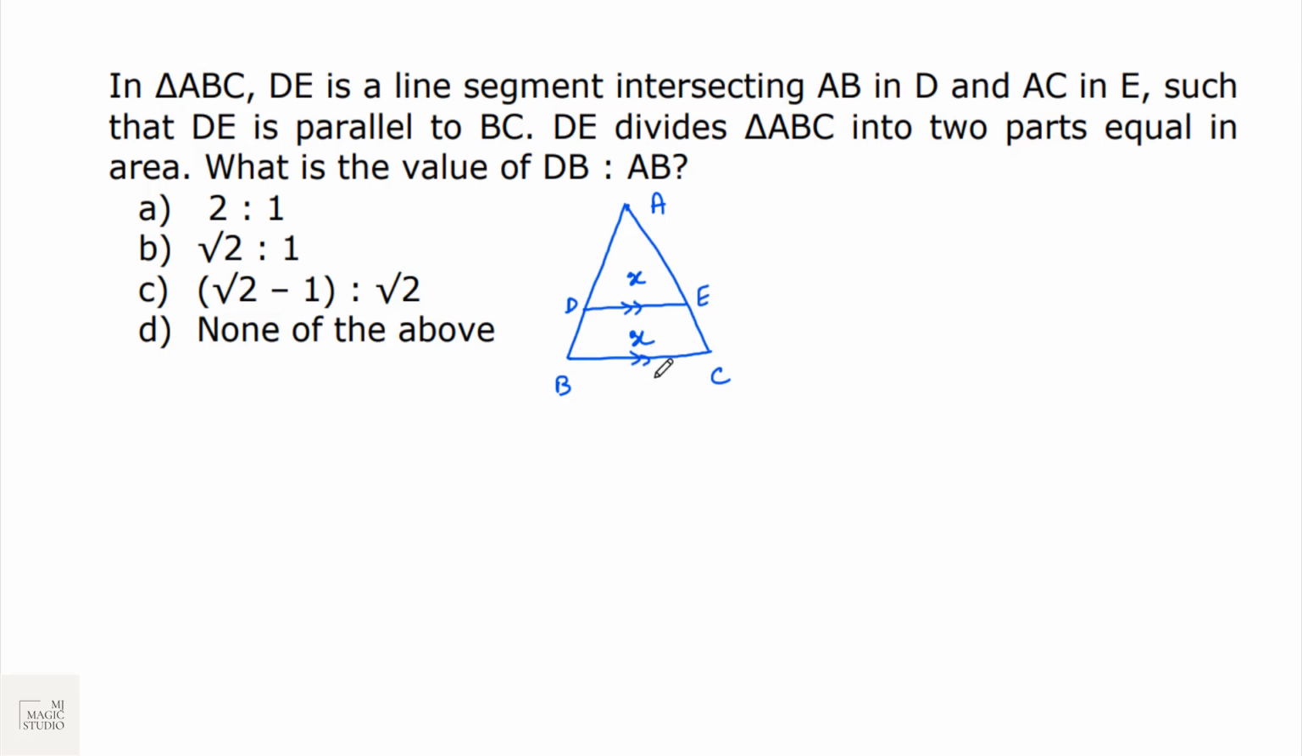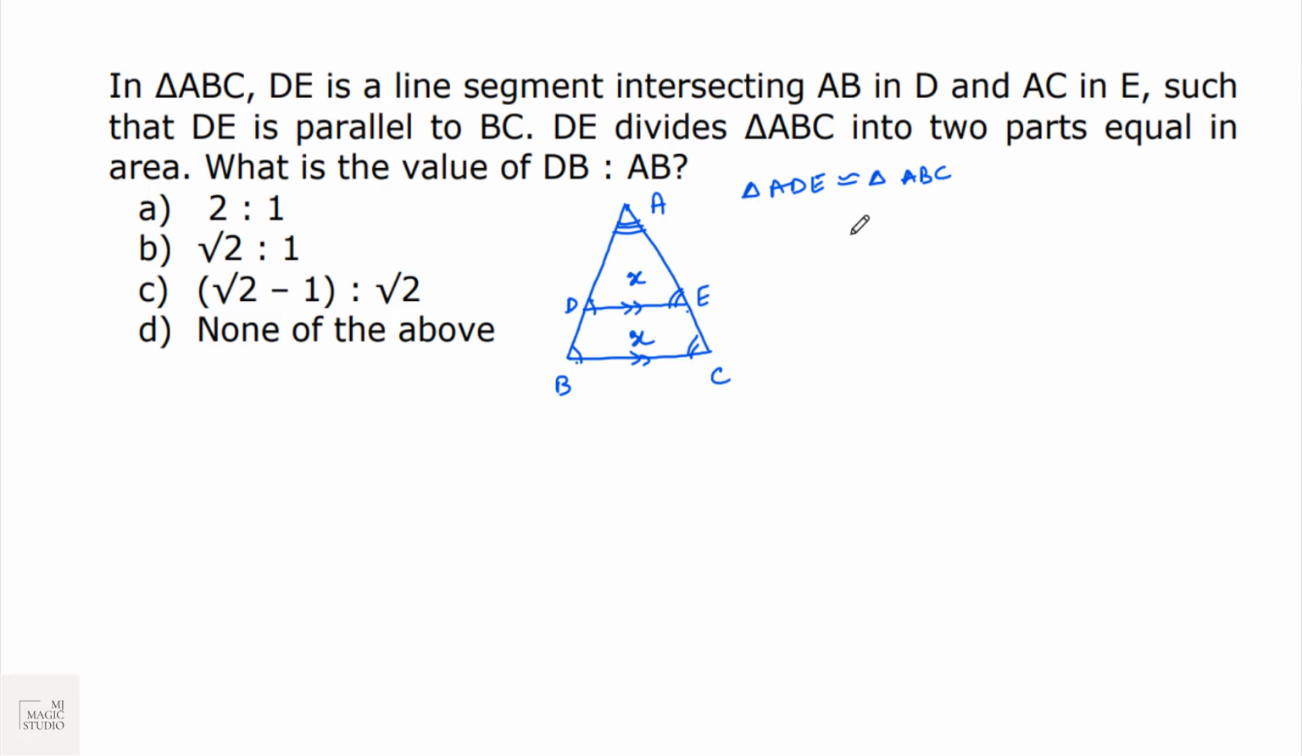Now, since DE is parallel to BC, we can use similar triangle properties, or we can use the basic proportionality theorem, which says that ADE and ABC are two similar triangles. Angle A is common, angle D is equal to angle B because DE is parallel to BC, and angle E is equal to angle C because again DE is parallel to BC, and angle A is common to both. That means triangle ADE and triangle ABC are similar triangles.